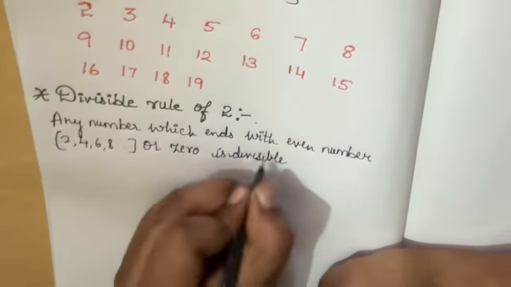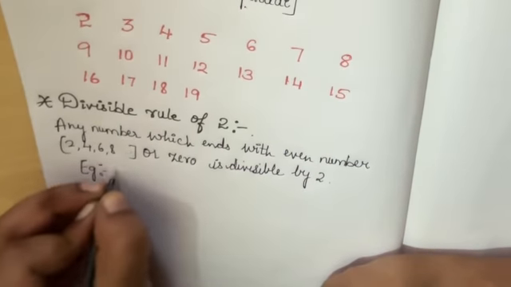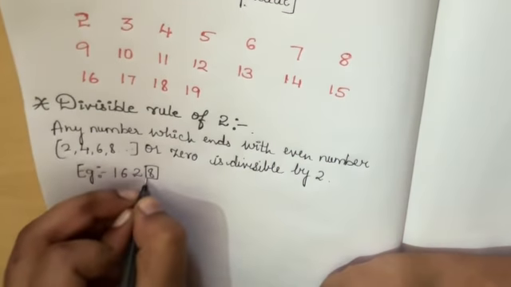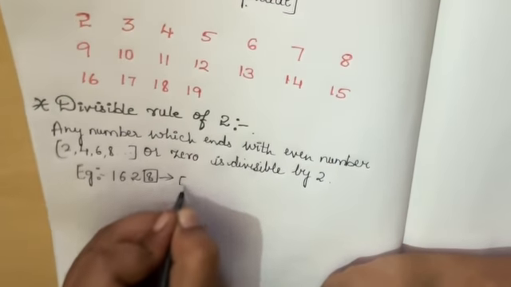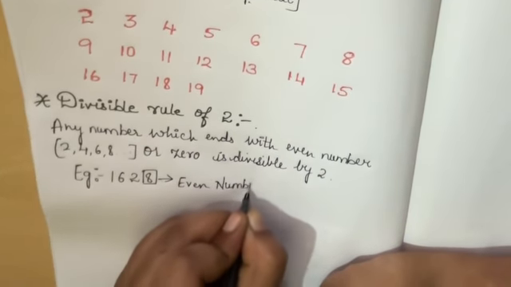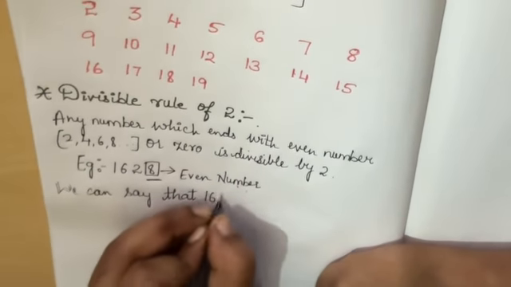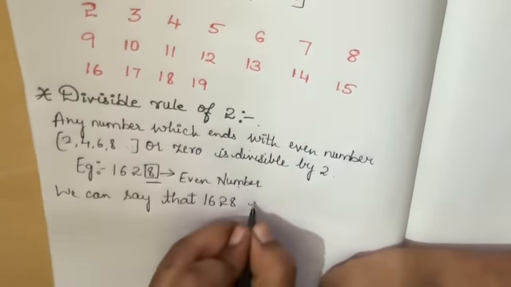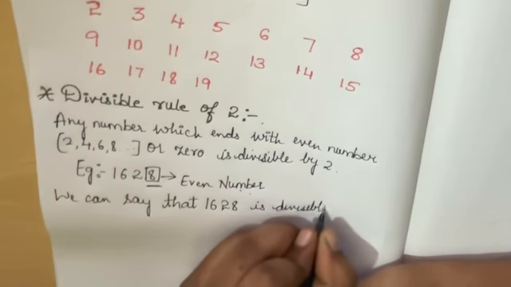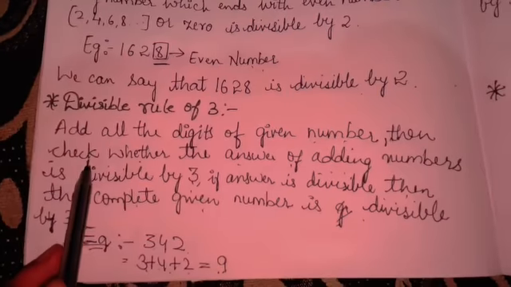You can consider different examples. In that case, you can say that the given number is divisible by 2. Observe the example here: 1628, where 8 is the last digit. As we know that 8 is an even number, we can say that the given number is divisible by 2.